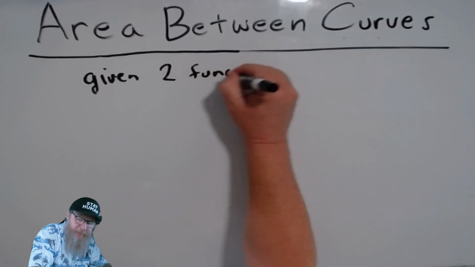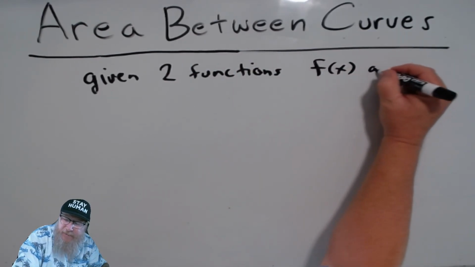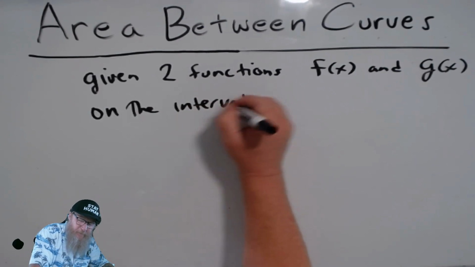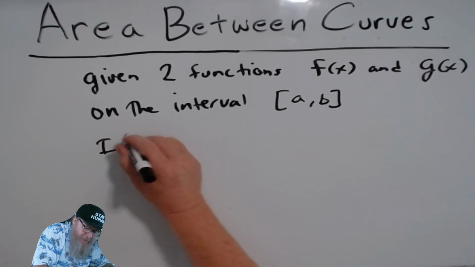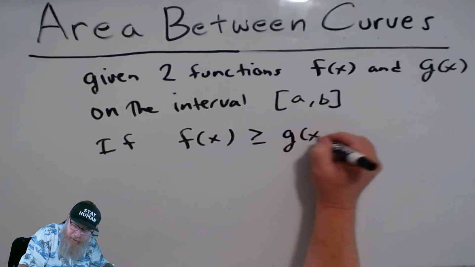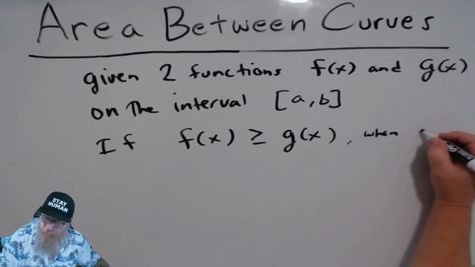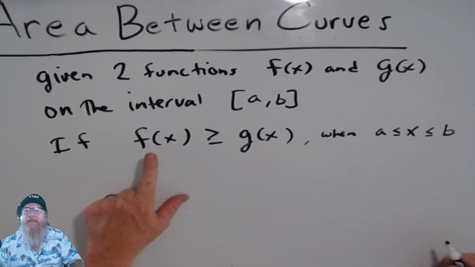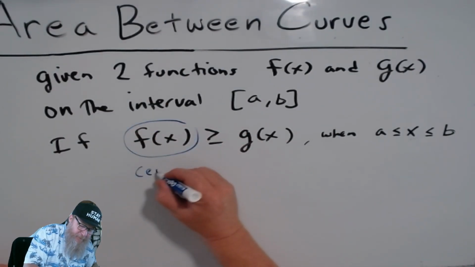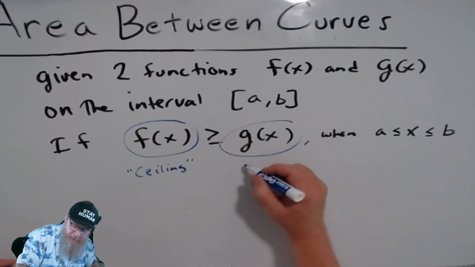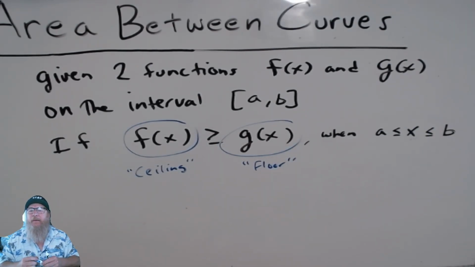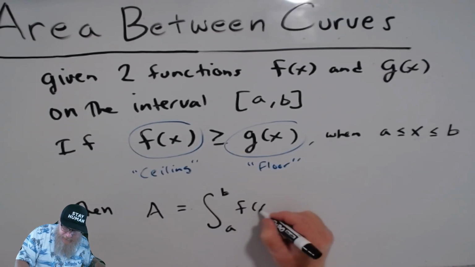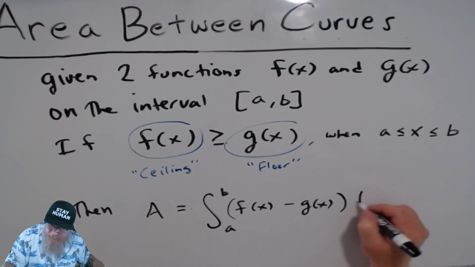Given two functions, say f of x and g of x, on the interval a, b, if f of x is always greater than or equal to g of x when x is between a and b, which basically means that f is the ceiling and g is the floor, then the area is the integral from a to b of f of x minus g of x dx.